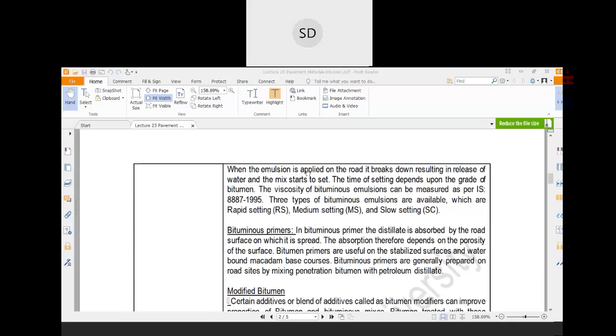So whenever the emulsion is applied on the road, it breaks down, resulting in release of water, and the mix starts to set. So whenever you pour the emulsion over the road surface, whatever bond was there got destabilized and it breaks, resulting in the release of the water, and the mix settles after some time when the water evaporates.